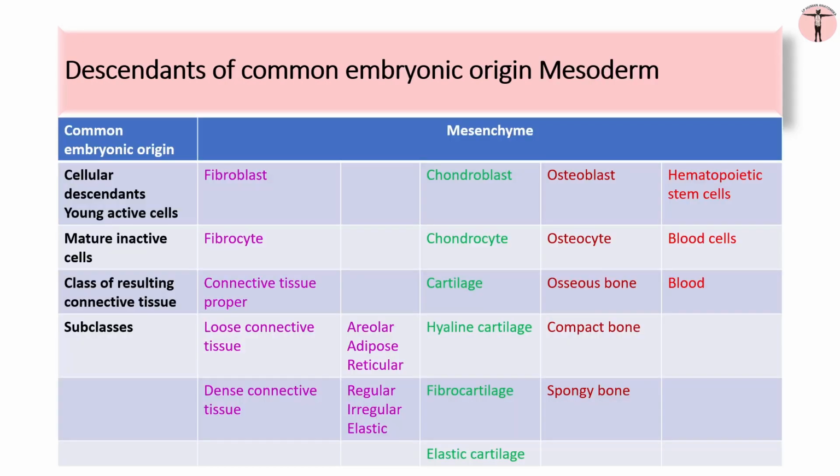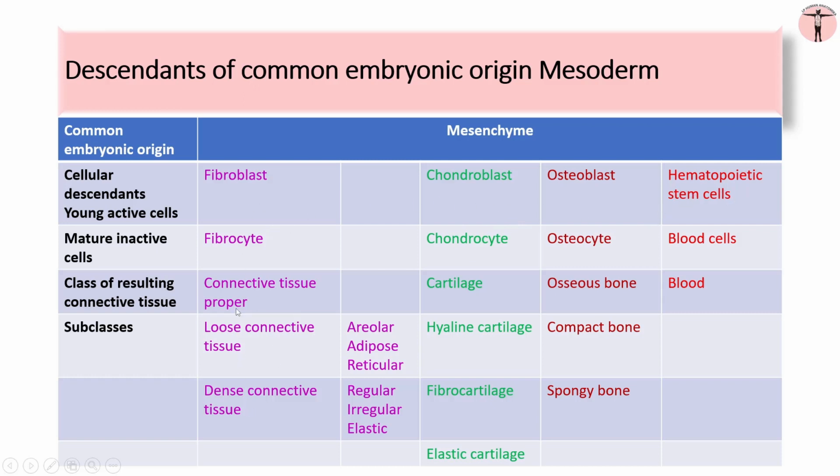Now, let us see how this classification has occurred and embryologically how it is derived. As seen in the table, all connective tissue components are derived from one origin, that is the mesenchyme or mesenchymal cells. Mesenchyme differentiates into fibroblasts, chondroblast, osteoblast, and hematopoietic cells.